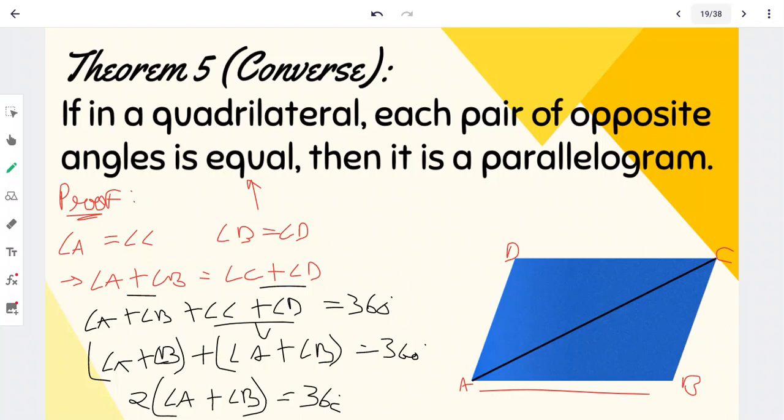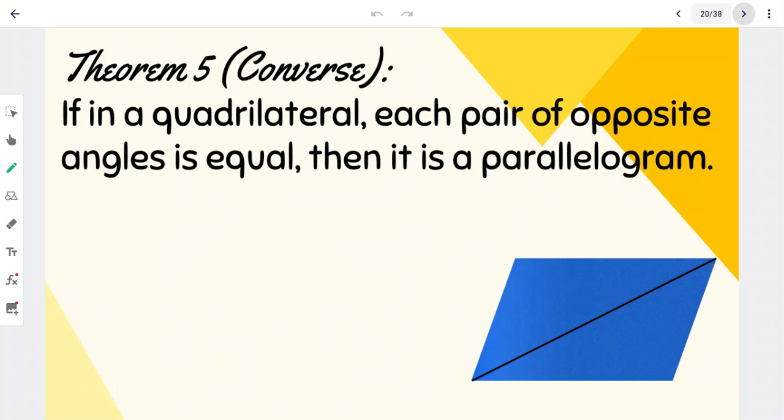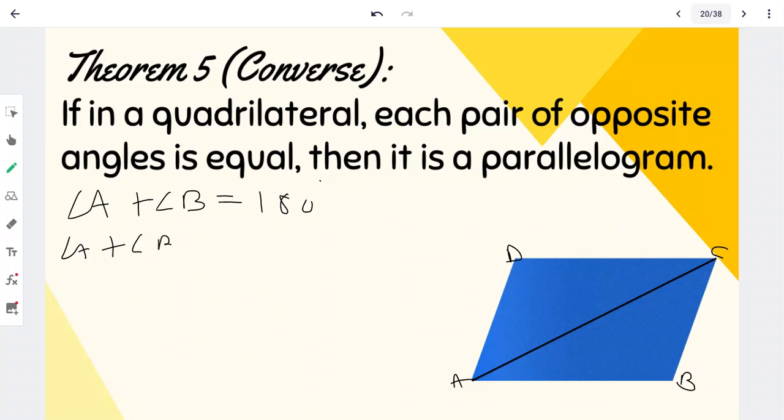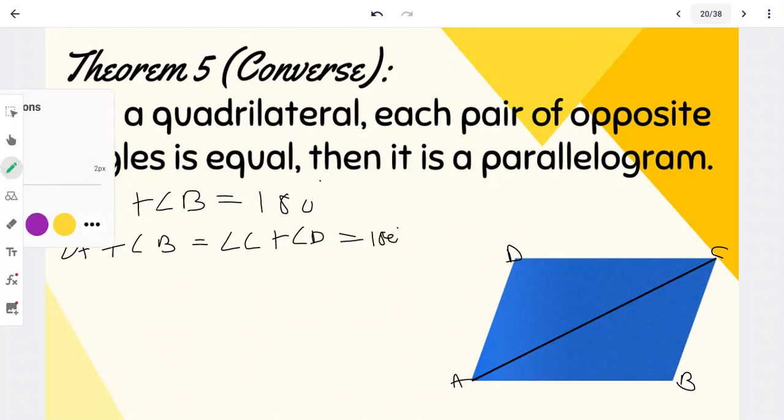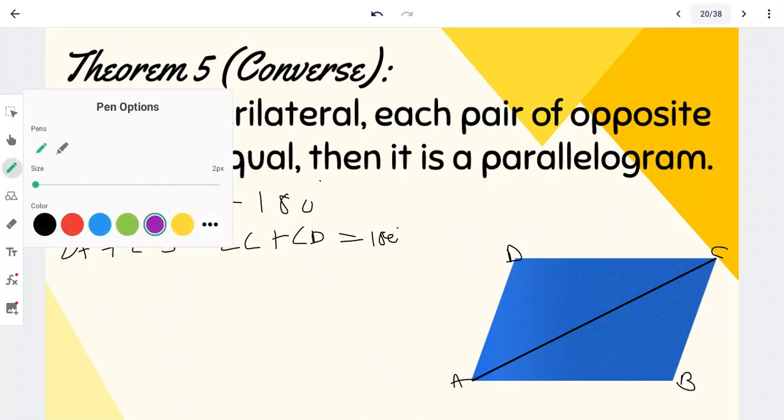Now can I take this 2 on the other side? If I take the 2 on the other side, what will I get? Angle A plus angle B is equal to 360 by 2, that is 180 degrees. Correct? It will give me 180 degrees. Okay, that much we got. Now that means angle A plus angle B is equal to angle C plus angle D. Both of them are 180 degrees. Correct? Both of them are 180 degrees.